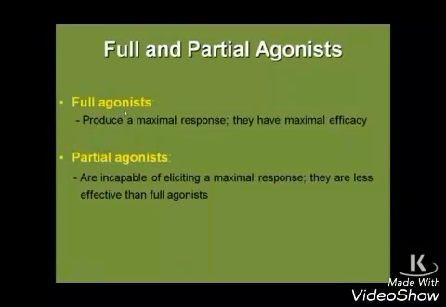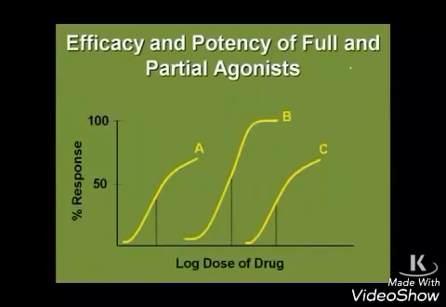If we want to designate an agonist as something other than full, we call it a partial agonist. And as its name implies, it's going to give you a partial response. Okay? These types of drugs are incapable of giving you the maximal response, so they are less effective than full agonists. Let's talk further about full and partial agonists, this time by looking at a dose-response curve.